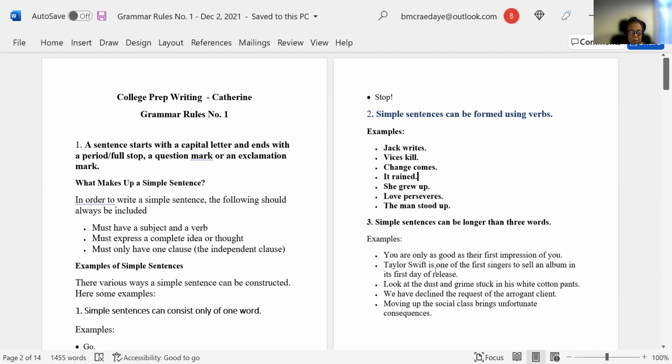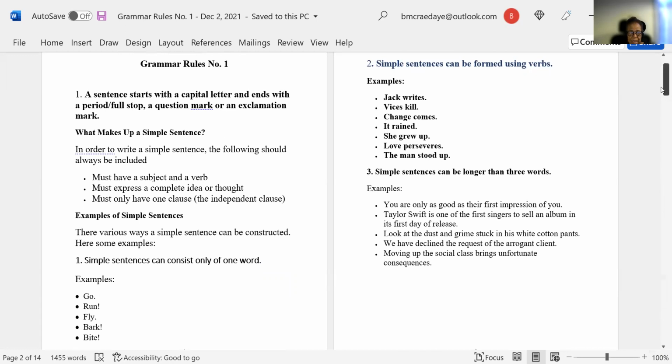Taylor Swift is one of the first singers to sell an album in its first day of release. Taylor Swift is the subject, is is the verb, and then the object follows. And then we have: We have declined the request of the arrogant client. We is the subject, have is the verb, and then the object is declined the request of the arrogant client.